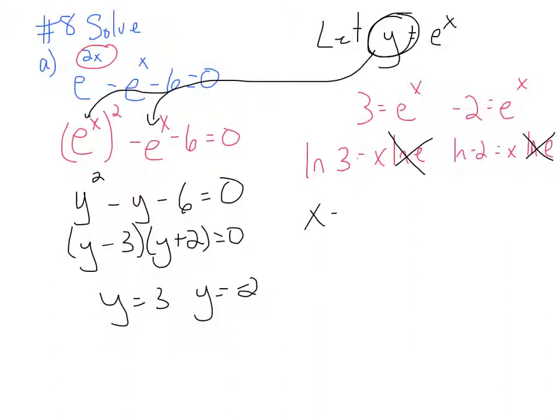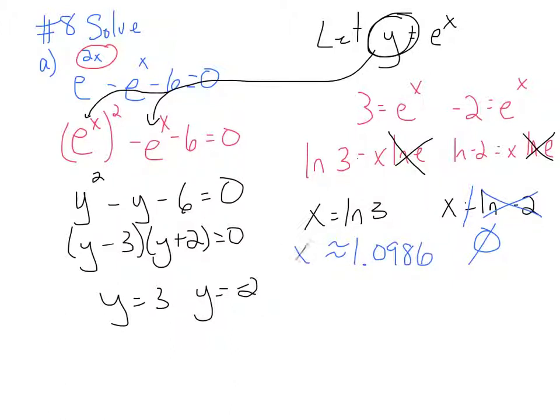I'm left with x is the natural log of 3, and x is the natural log of negative 2. Now, one of those doesn't make sense. You cannot take the natural log of a negative. That would imply that e to some power is a negative number. That's stupid. There's no solution. He's extraneous. But here, the natural log of 3, type it into your calculator, about 1.0986. Give or take. I rounded to 4 decimals. 3 decimals would probably be okay.